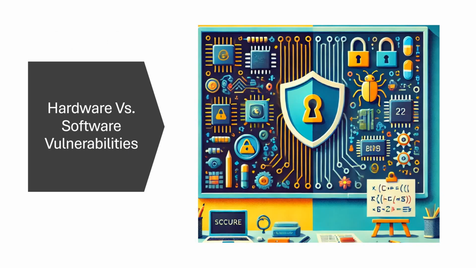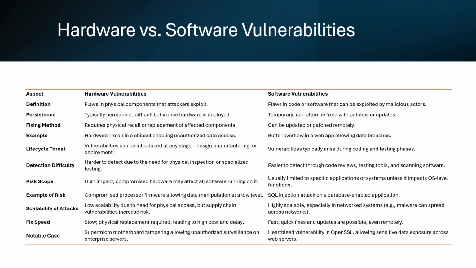Hardware versus software vulnerabilities. We need to understand the differences very nicely, and it's going to be very interesting. I'm going to take it in a step-by-step manner, and I have made a clear table for your reference, and it's going to be easy for you. When you talk about hardware vulnerabilities, I can define them as flaws in physical components that attackers can exploit. I repeat, flaws in the physical components that attackers can exploit.